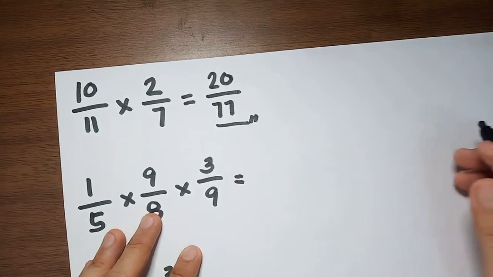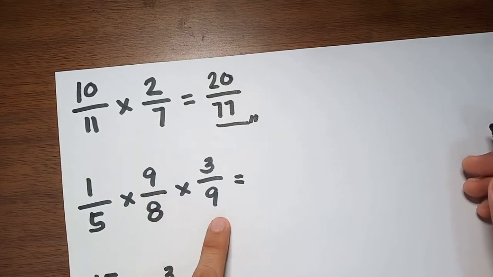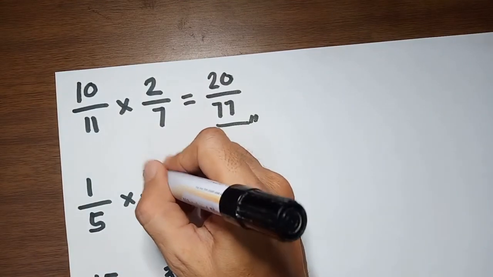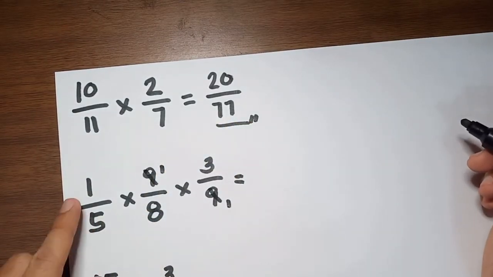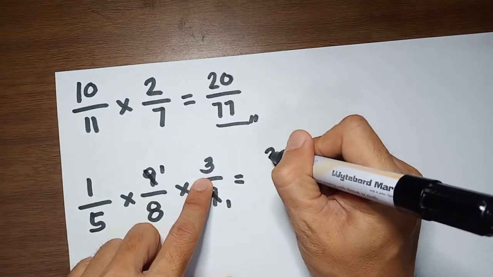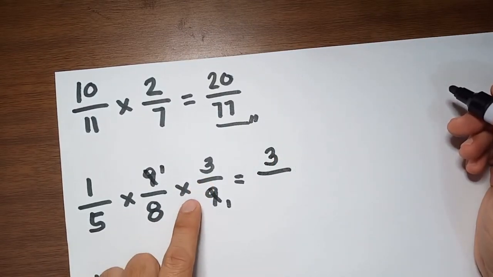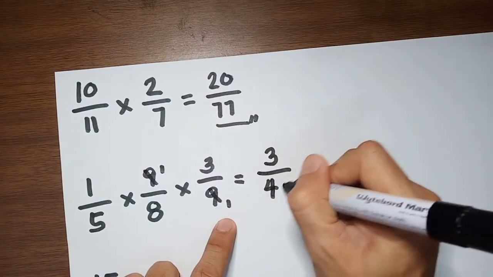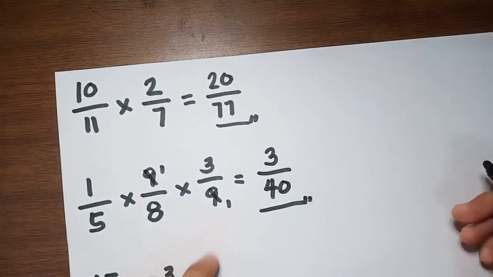Next example. 1 over 5 times 9 over 8 times 3 over 9. In this case, we have the 9 here and another 9 in the denominator. So we can cancel out 9 directly. So what remains there is 1 and also 1. So this becomes 1 times 1 is 1, times 3 is 3. So we write there 3 over 5 times 8 is 40, and 40 times 1 is also 40. Of course, we cannot reduce this one anymore. This is now a proper fraction, so we cannot change this one to a mixed number.